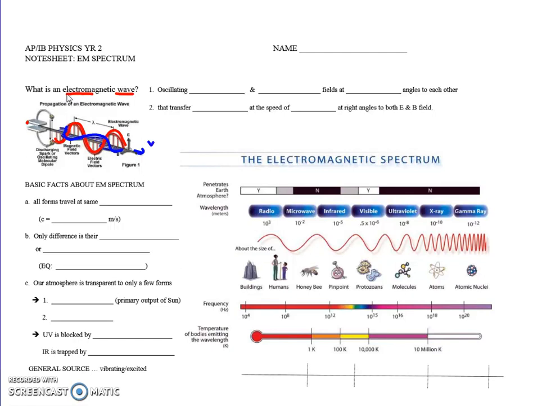So an electromagnetic wave is oscillating electric and magnetic fields at right angles to each other. Okay, so that's the first thing you would have to be able to define. And what do they do? Well, they transfer energy. Let's not forget that. That's often lost in the conversation about what exactly light is. It's a transfer of energy. It's electric and magnetic energy, and it travels at the speed of light at right angles to both the E and the B field. So note that the velocity vector is not in the same direction as the E field changes or the B field changes.